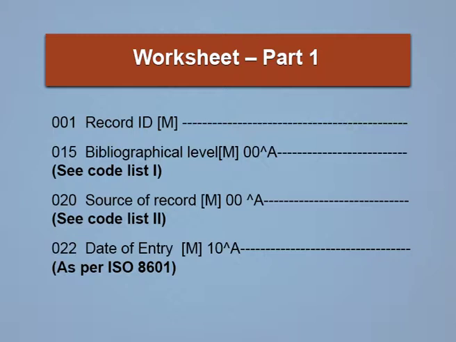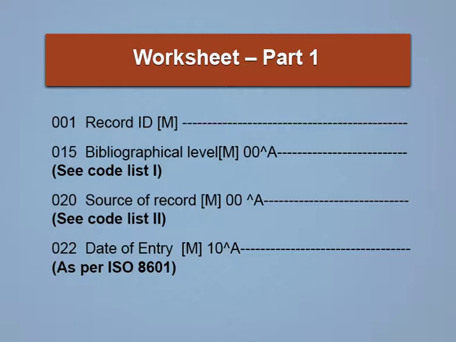The subfield indicator positions are 00, there is only one subfield, the subfield delimiter or subfield identifier is the caret sign, and the subfield is A, but it says that you cannot enter anything manually here; you need to consult the code to take the appropriate value. I will come to how you can utilize the code value for the field 015. Similarly, 020, source of record, is another mandatory field. It says that you have to see the code list to create a 5-letter code for your library. According to the CCF manual, each library must have a 5-letter code.